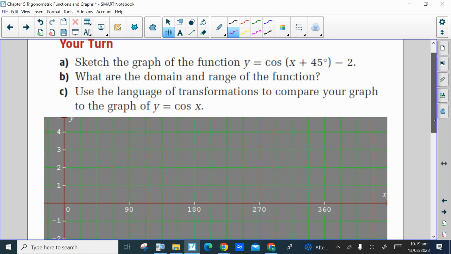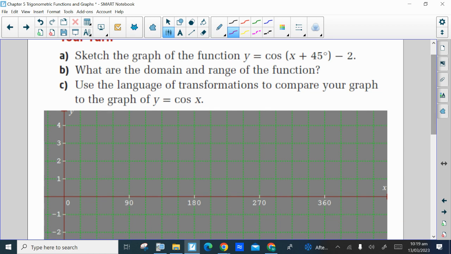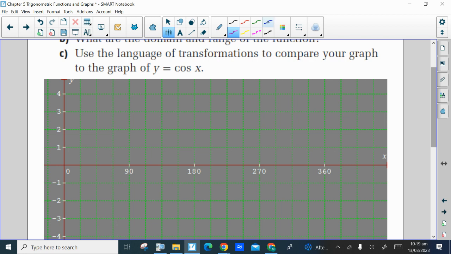So in this case, we want to sketch the graph of y equals cosine of x plus 45 degrees minus 2. So in this case here, we're going to start with our base graph of y equals cosine x. Remember, our cosine graph starts at the maximum. It still has critical points at every 90 degrees. So the next critical point, you'll be in the middle. You'll be at a minimum. Another 90, you're back to the middle. Another 90, you finish the first cycle at the maximum. So there's the first cycle of that graph.